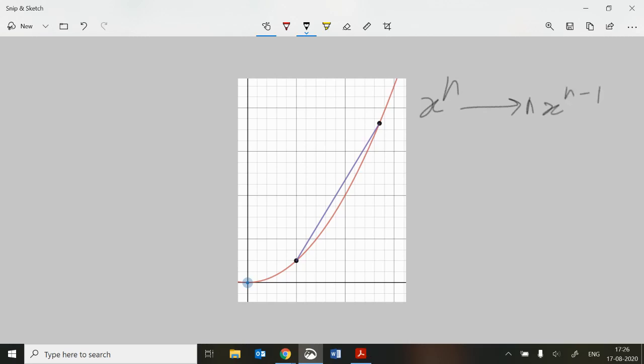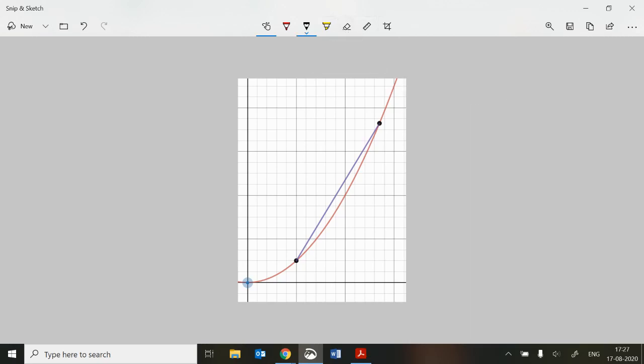Some people might know that you can times by your power and then reduce your power by 1 for every power of x within your polynomial. So if I had a k there as well, I could just put a k in front here as well. Now that's the rule for taking the derivative of any power of x. Now, some people will already know that. Sorry if I've spoiled it for other people.